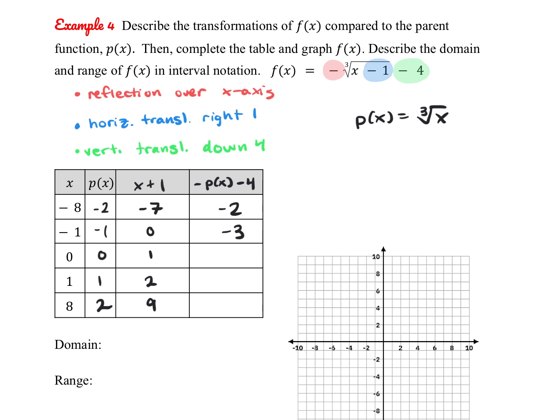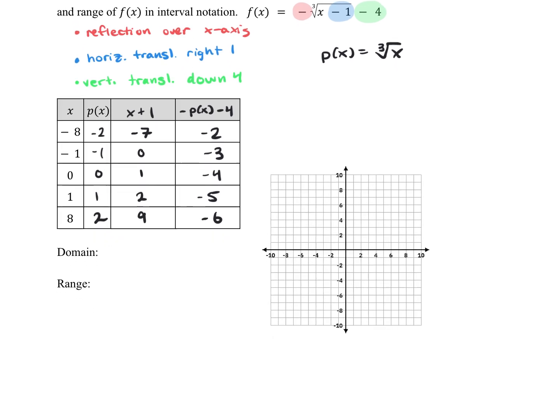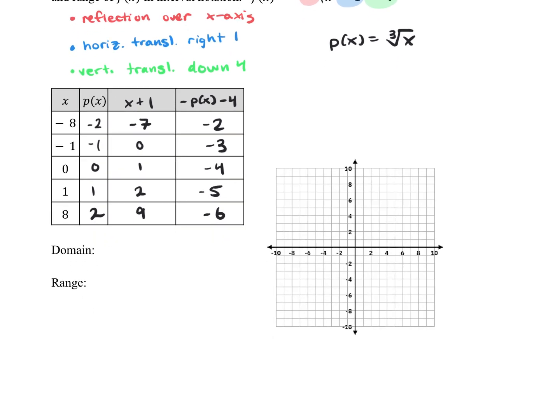0 minus 4 is negative 4. Negative 1 minus 4 is negative 5, and negative 2 minus 4 is negative 6. So let's plot those points. So we have negative 7, negative 2. We have 0, negative 3. 1, negative 4, 2, negative 5, and 9, negative 6.